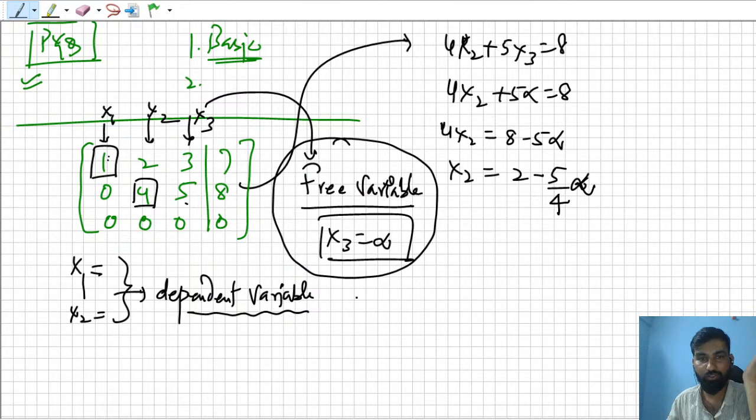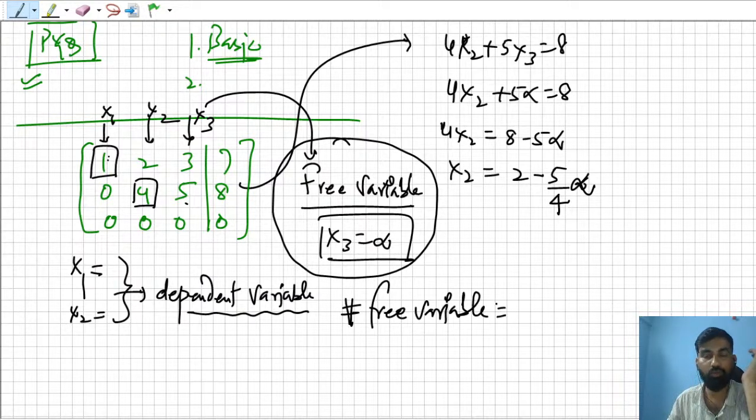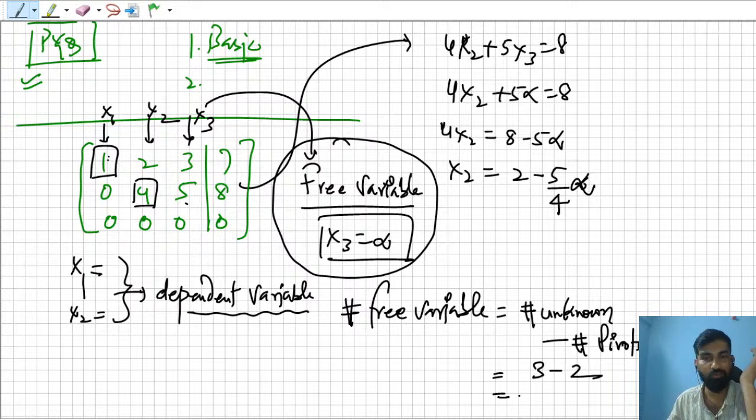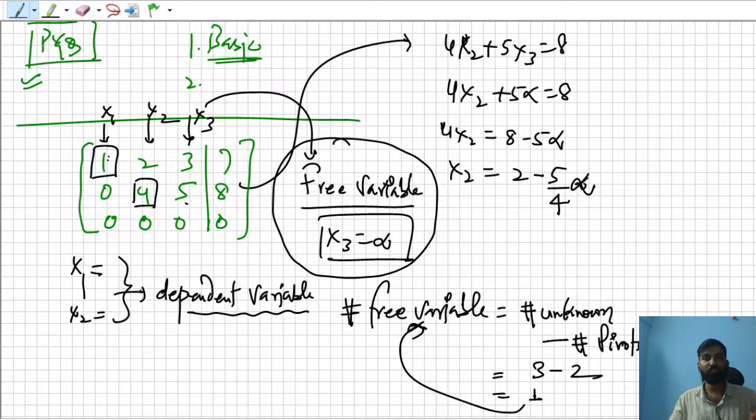You can also find the number of free variables: it is equal to the number of unknowns minus the number of pivots. The number of unknowns is 3 here and the number of pivots is 2, so the number of free variables is 1. The number of free variables is also equal to the nullity. You might know the meaning of nullity; we will discuss it. Number of free variables equals unknowns minus pivots.